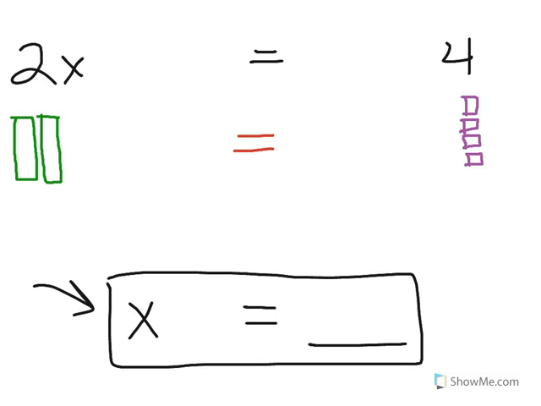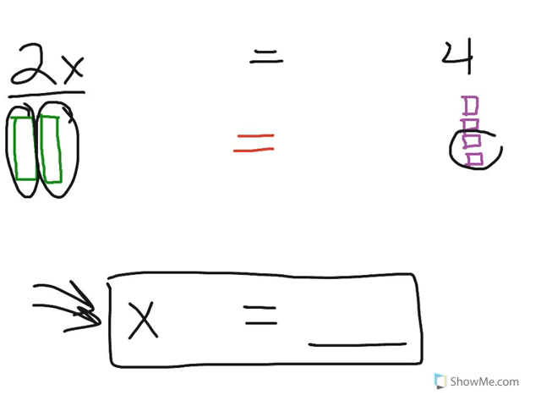Now we have to divide by 2, because as you can see, we have 2 x's up here on the left in our equation, but we only have 1 x on the left in our answer. So, divide each side into 2 equal groups. Well, the left side divides into 2 equal groups of 1 rectangle, and the right side divides into 2 equal groups of 2 squares.